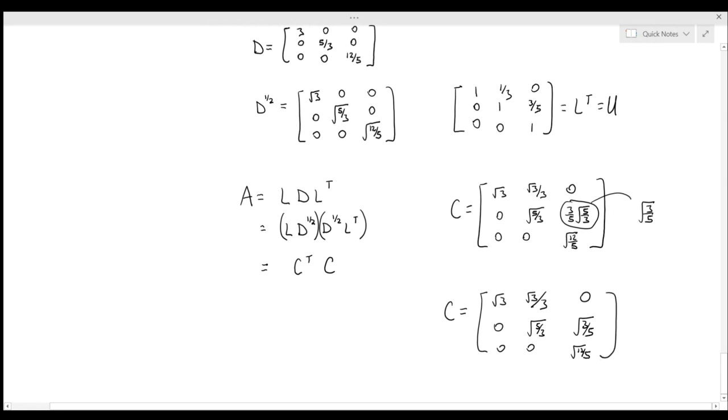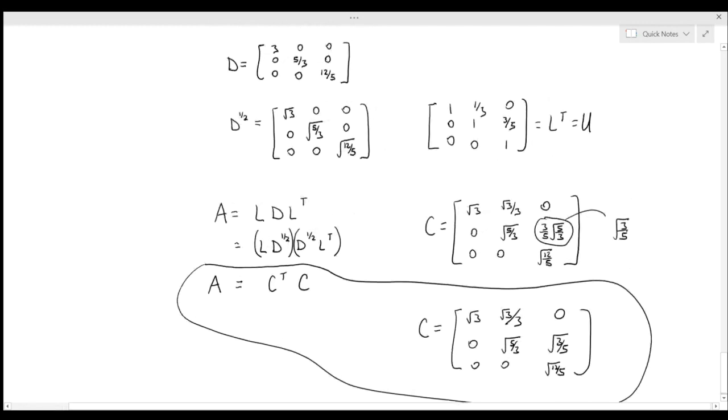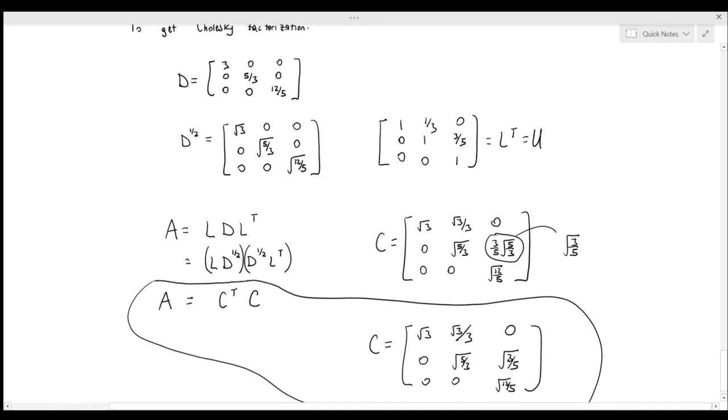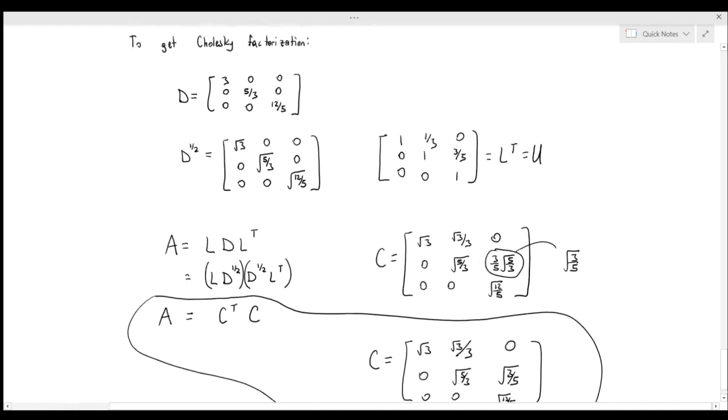So then with this matrix C that we have, we'd be able to factor the matrix A as C transpose C. And then that would have been the Cholesky factorization of the matrix A, all right? Okay.